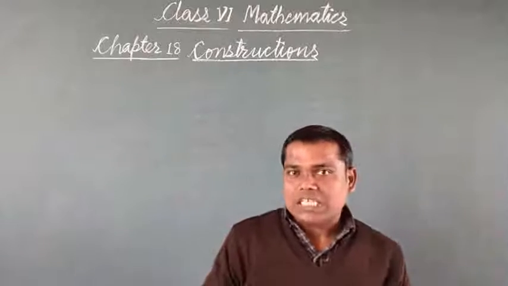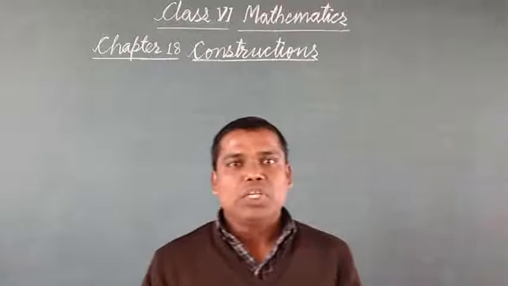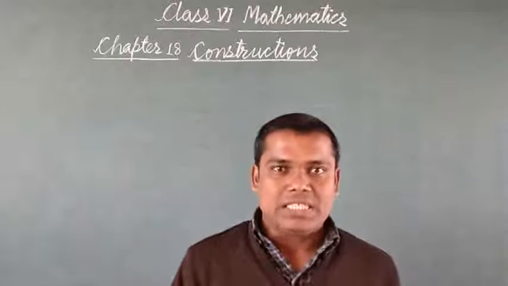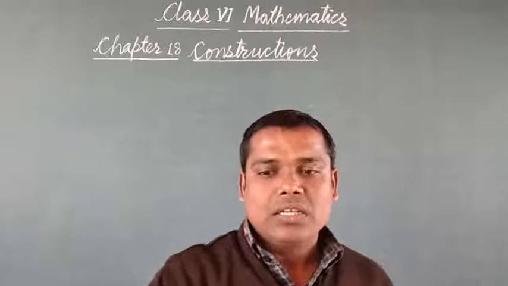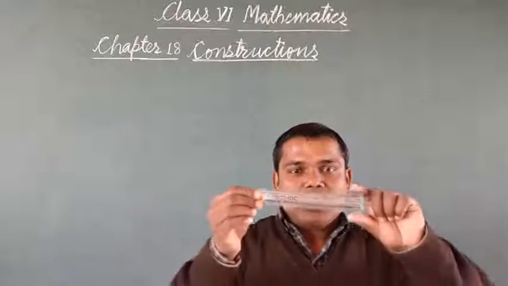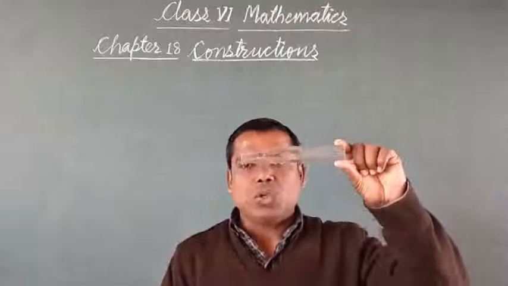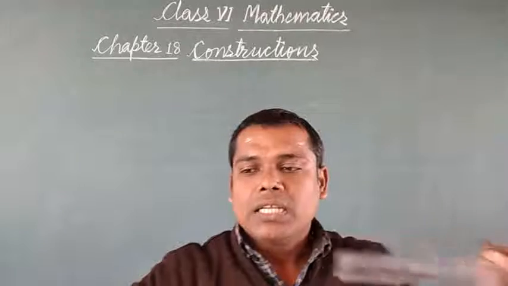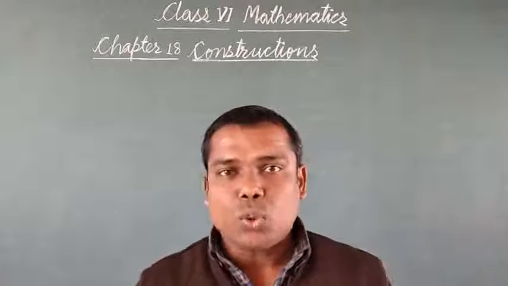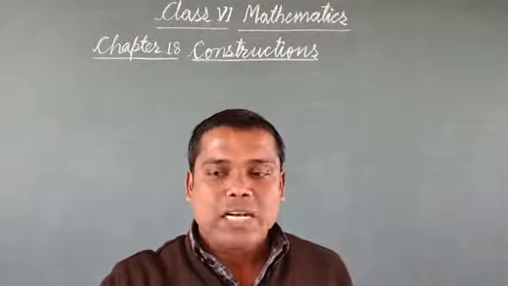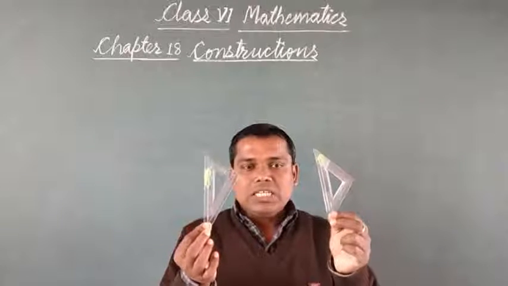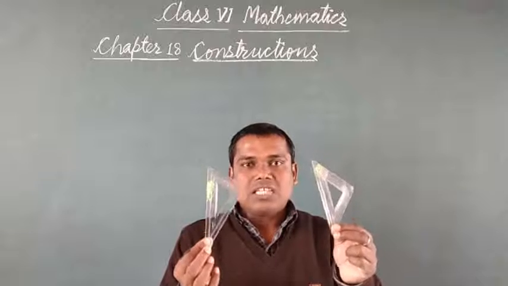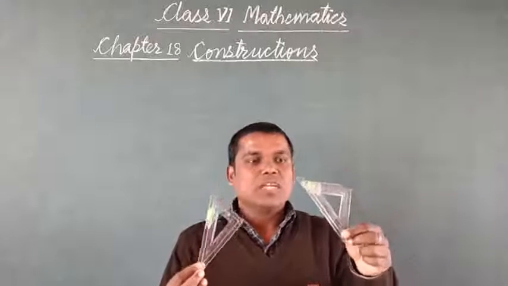And we do construction with the help of geometrical instruments. The names of these geometrical instruments are, as you see this instrument in your geometry box, it is called a ruler. There you see two triangles in your geometry box, which are called set squares together.